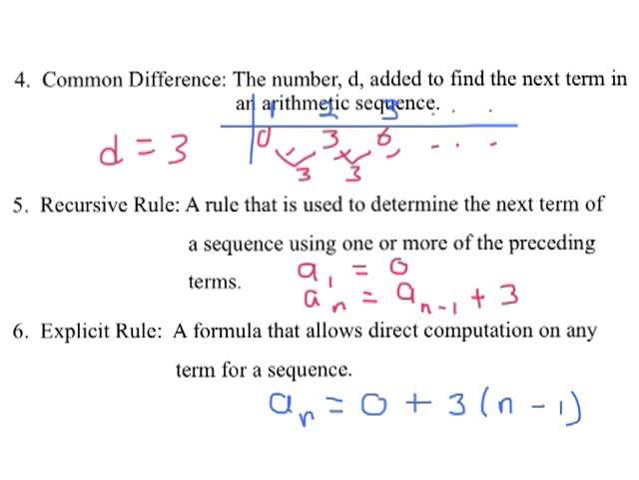So let's just pick one, like the third term. If I want to find a sub 3, I plug the third term right in here. 3 minus 1 is 2. 2 times 3 is 6. 6 plus 0 is 6. So it works. So here is both the recursive and the explicit formula for the sequence that I've done right here.